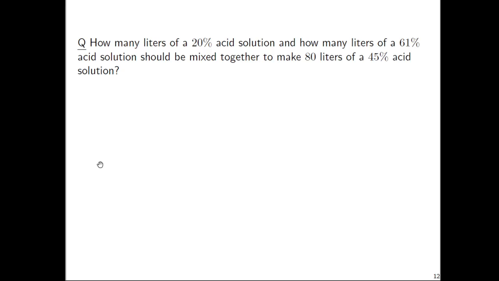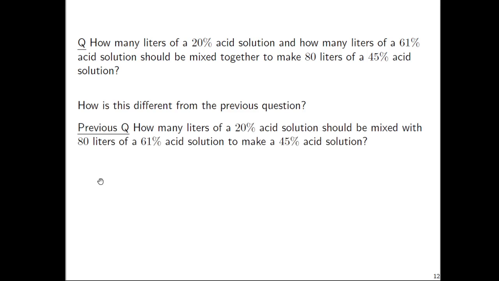Now let's ask the question: how many liters of a 20% acid solution and how many liters of a 61% acid solution should be mixed together to make 80 liters of a 45% acid solution? Now, how's this different from the previous question? The previous question, by the way, was how many liters of a 20% acid solution should be mixed with 80 liters of a 61% acid solution to make a 45% acid solution.